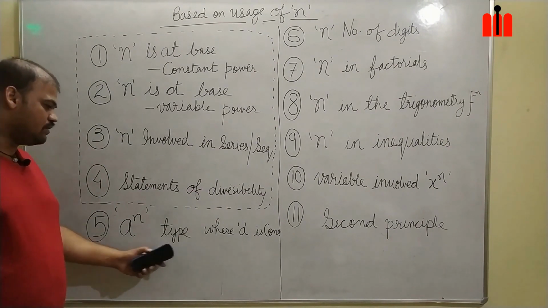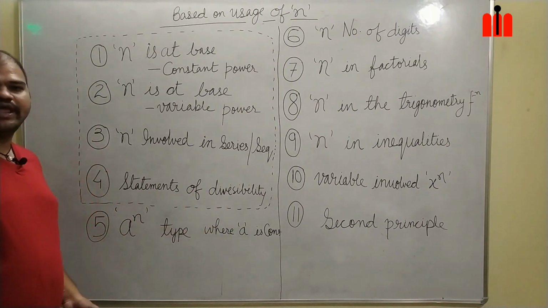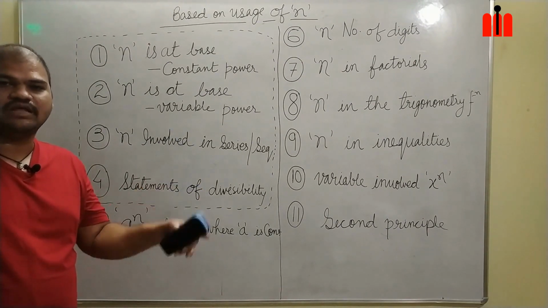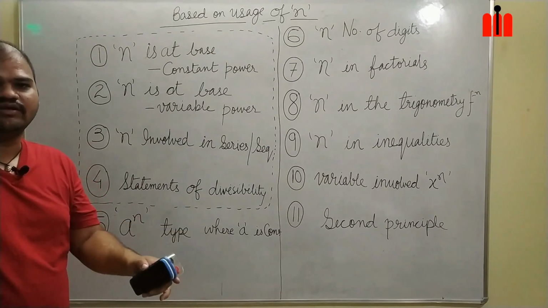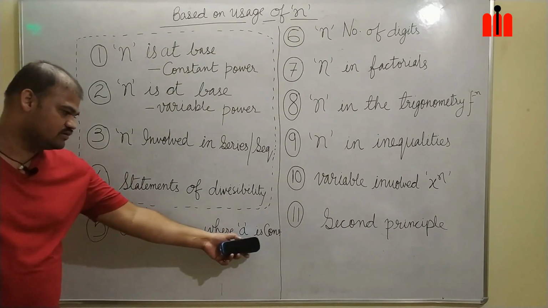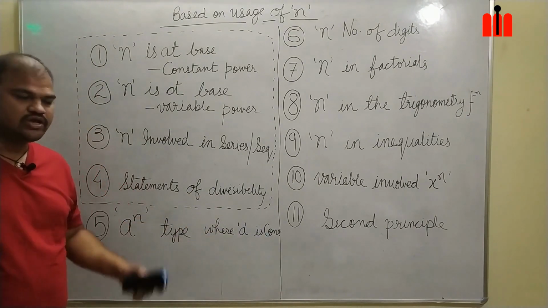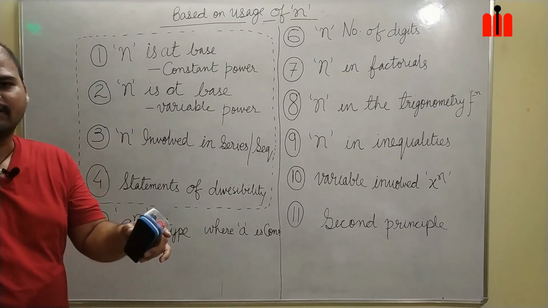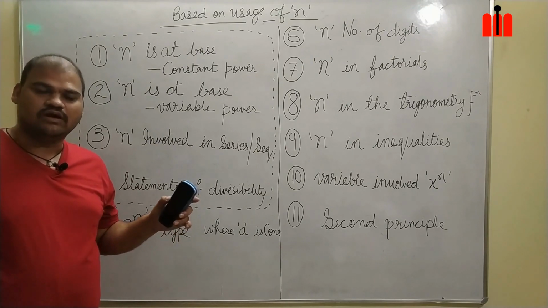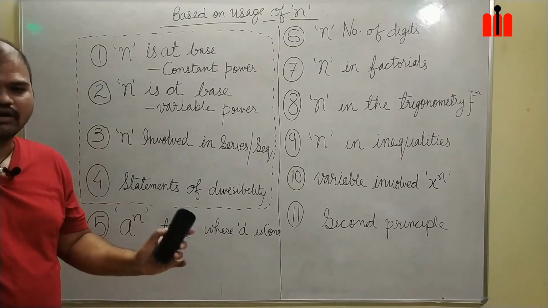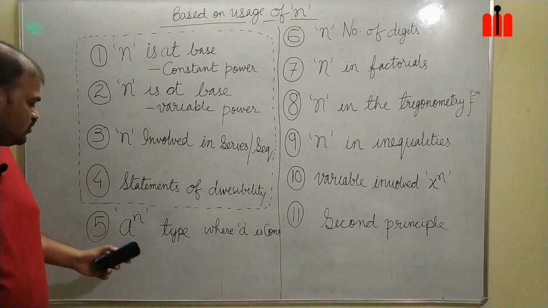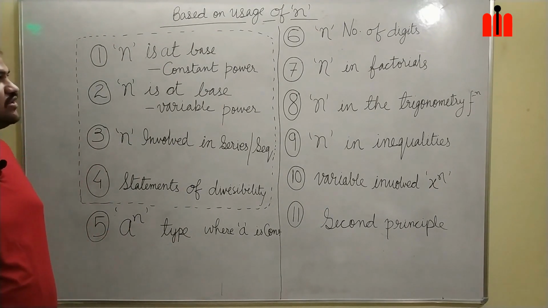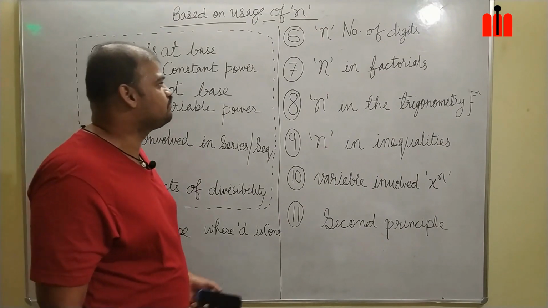Now a to the power n type of problem. A to the power of n type, like 3 into 2 to the power of n plus 5 to the power of n, where a is constant. See here, where a is constant. So 3 into 2 to the power of n plus 5 to the power of n. Here 3 and 5 both are constants, right? So constant to the power of n type of problem. So this is another variety or another category of problem.